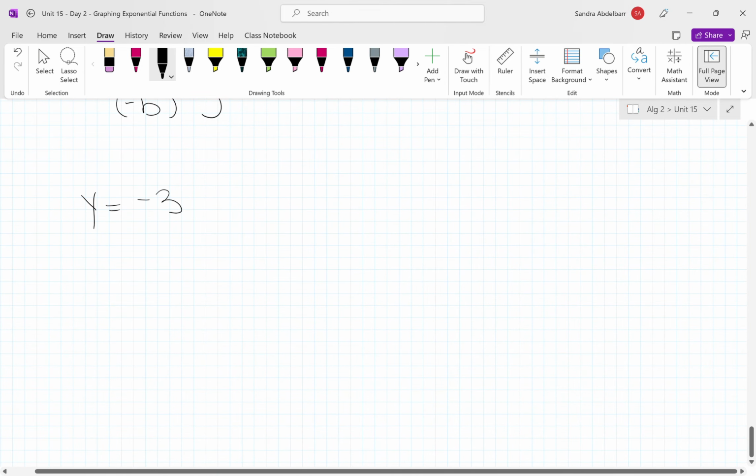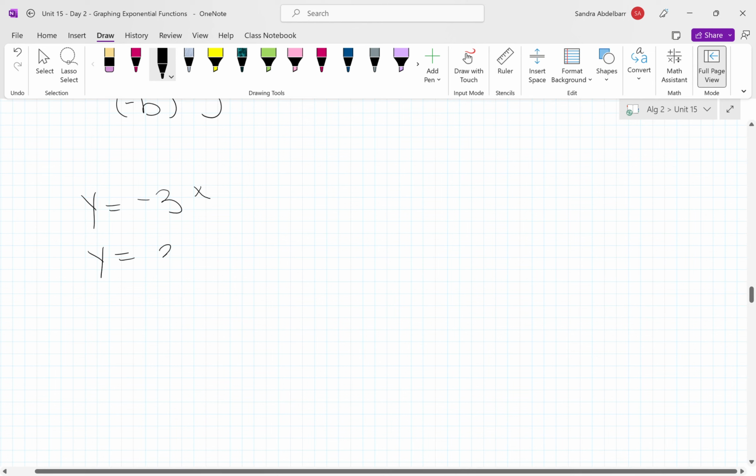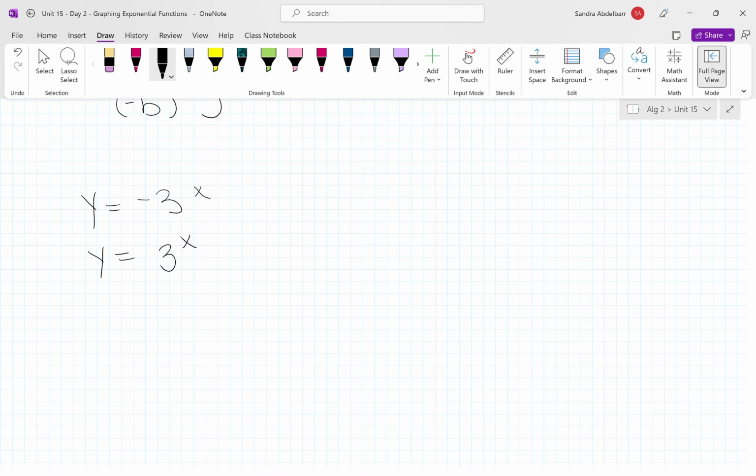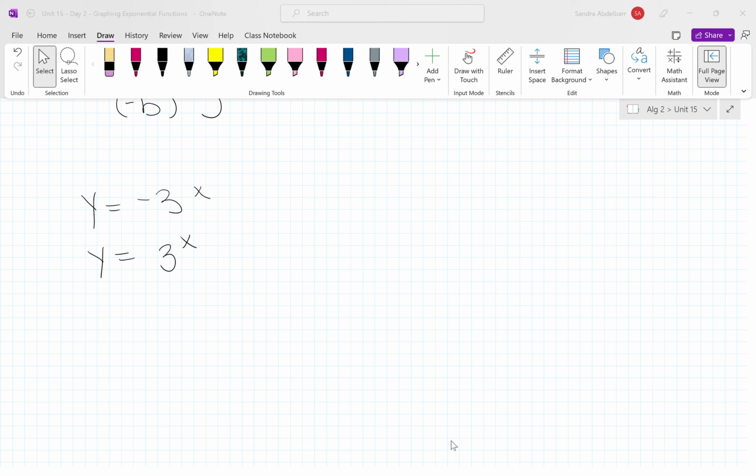Y equals the negation of 3 to the x, and y equals 3 to the x. I actually want to show you this on Desmos. We don't have to graph it. I just want to show you on Desmos.